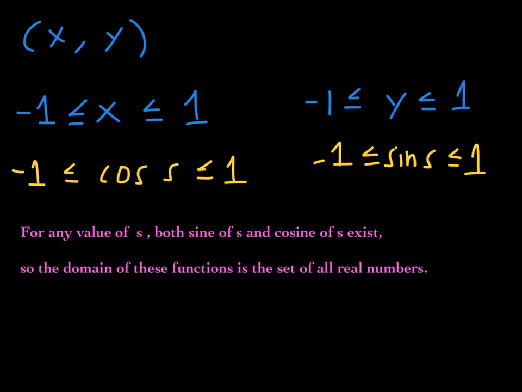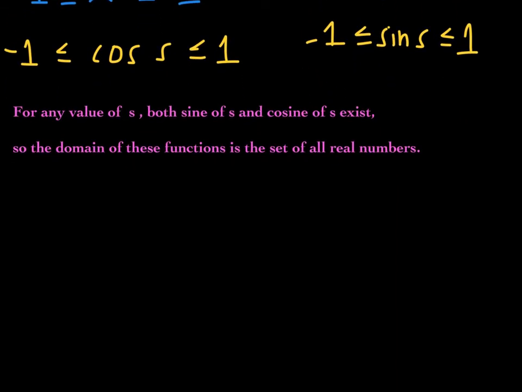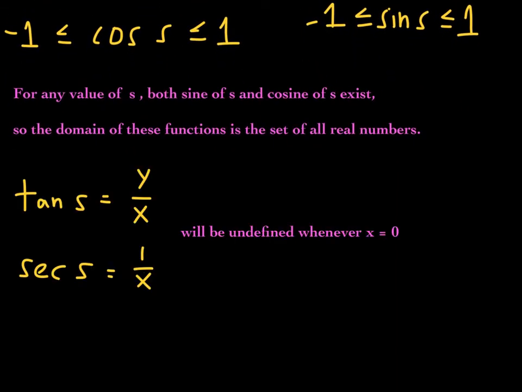Now, that is not true for tangent of s and also secant of s. Please notice that both of these functions have something in common. They're both defined with x in the denominator. So both of these functions, each one of them, will be undefined whenever x is 0. So when is x 0? Well, let me list out some values for which x will be 0. If s is equal to pi over 2, then x would be 0.